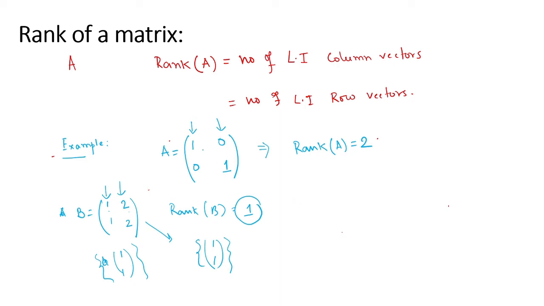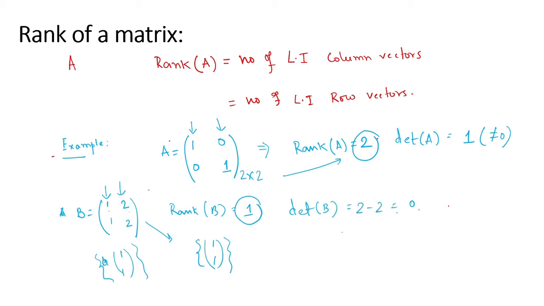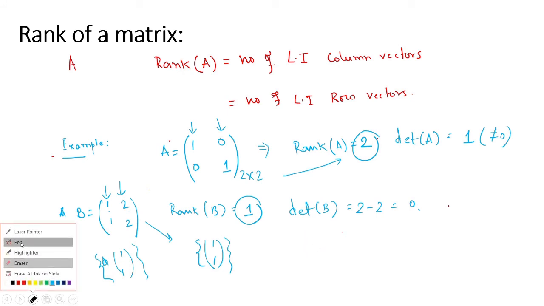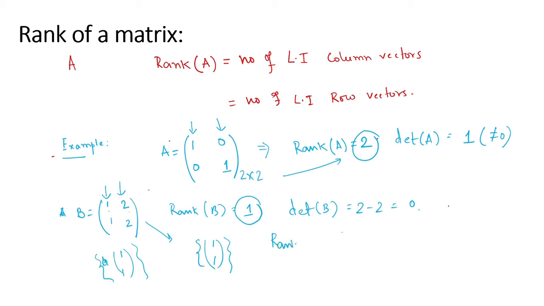And the other way I tried to see this is, if we take the determinant of A, you can find out the determinant equals 1, which is non-zero. And we have said that if the determinant is non-zero, the matrix will be a full rank matrix, so for a 2 cross 2 matrix, the rank would be 2. And if we calculate the determinant of B, the determinant will be 2 minus 2, which is 0. We can conclude from here that the rank of the matrix B is strictly less than 2, and in particular we can see the rank is 1. Okay, so this is how we can compute the rank of a matrix.